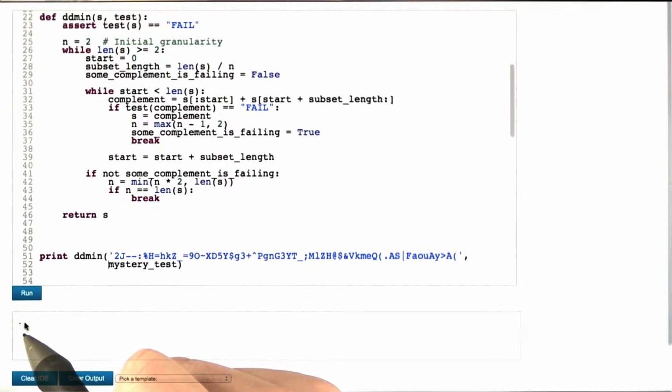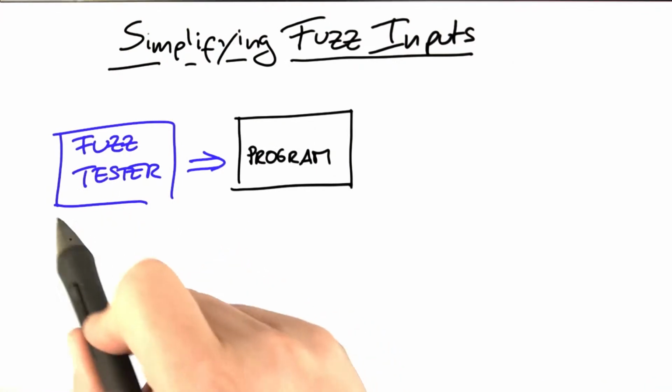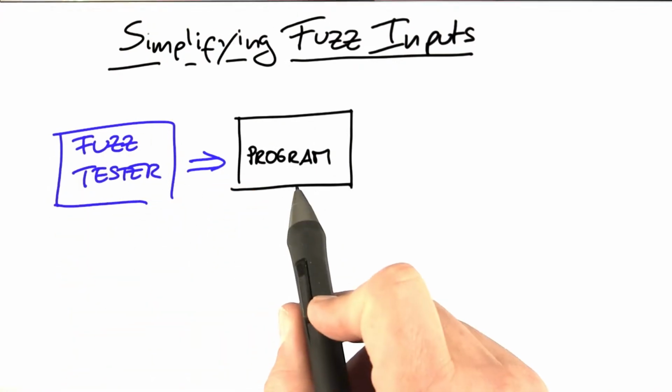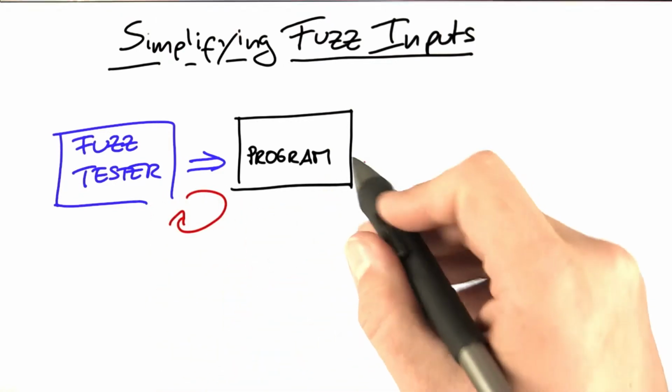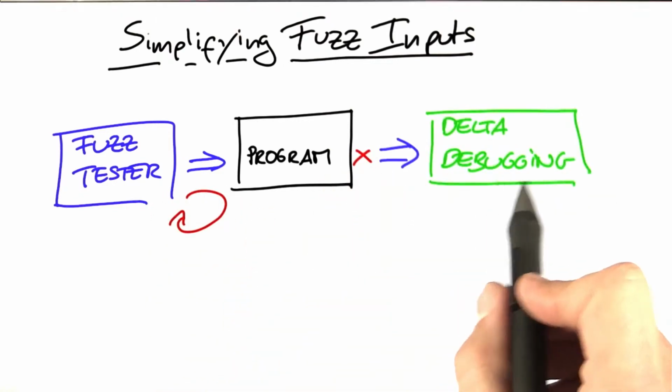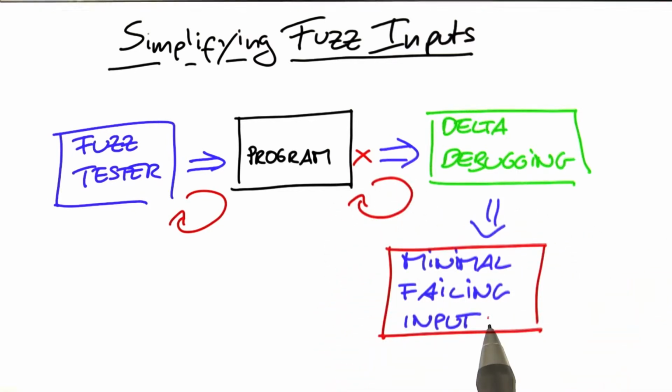Press on run, and we see a single character. A single dot suffices to cause mystery test to fail. So what we have here is a classical setting. First, we use a fuzz tester to test a program, and we repeat and repeat this until the program breaks. Then we feed this into delta debugging, which again runs the program again and again until we get a minimal failing input, such as a single dot.